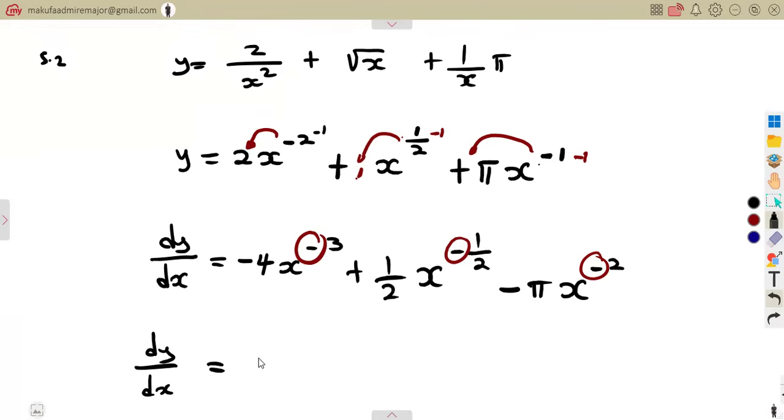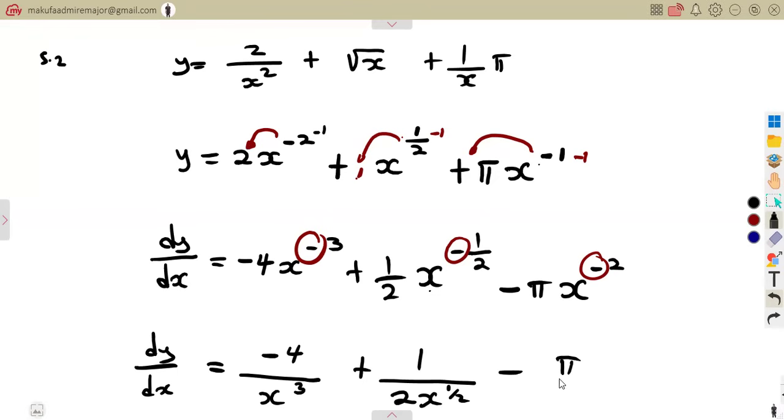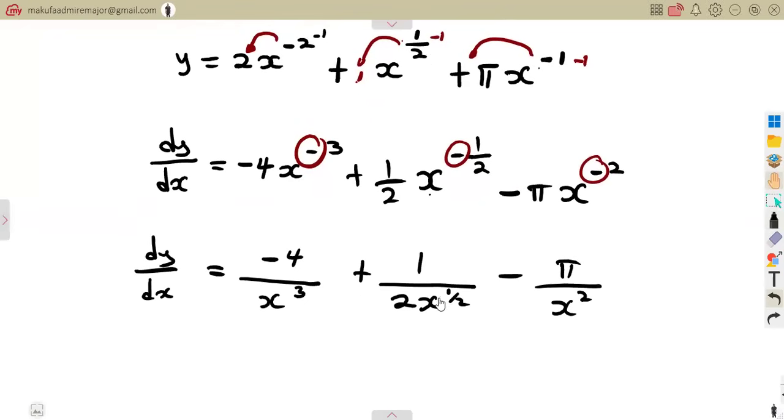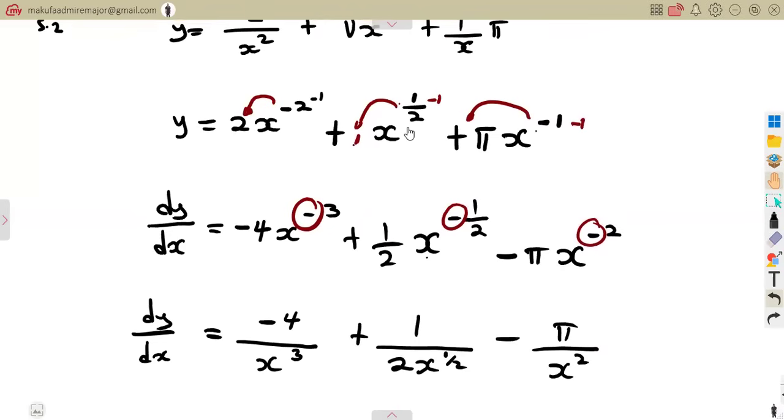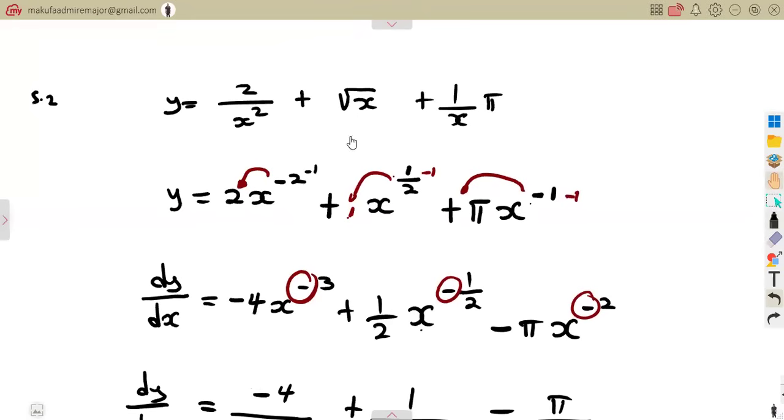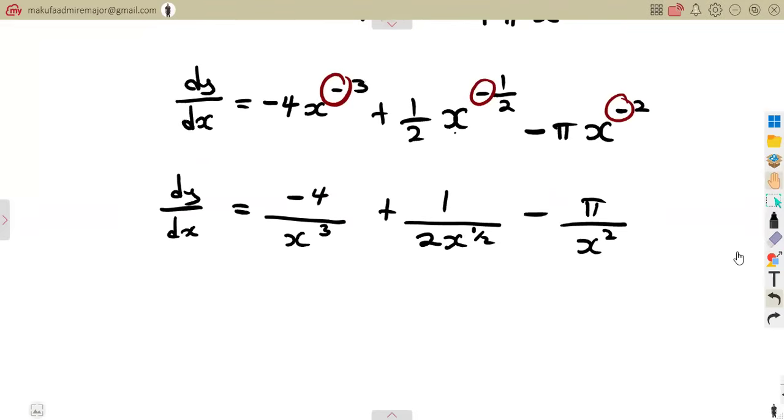So meaning to say that will be -4 over x to the exponent of a 3 plus 1 over 2x to the exponent of 1 over 2 minus pi over x to the exponent of a 2. They are positive exponents now, but the square root there, remember, to the exponent of a half, we took this from a square root. So it can also be rewritten in said form, that is with a square root.